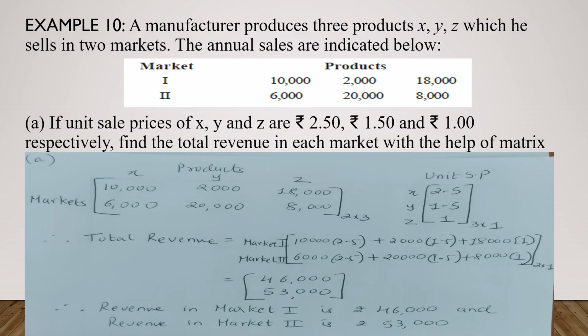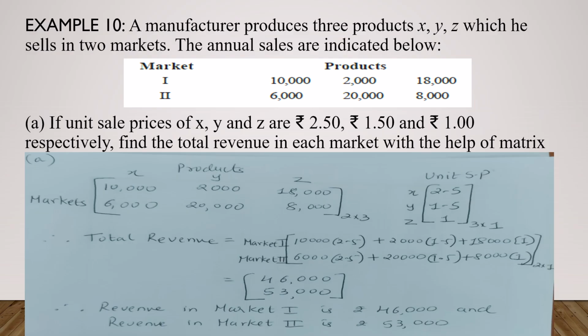So the first matrix is markets with the products. It is a 2 cross 3 matrix. The matrix for the unit selling price for the 3 different products is a 3 cross 1 matrix. So now for getting the total revenue, you just have to multiply the number of units of the product into the unit selling price. Correct? Since the first matrix is of order 2 cross 3 and the second of 3 cross 1, when you multiply, you get a matrix of the order 2 cross 1.